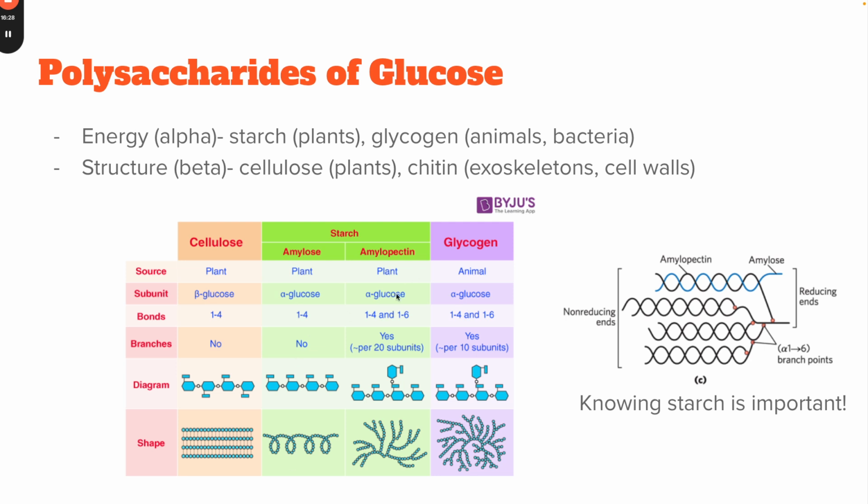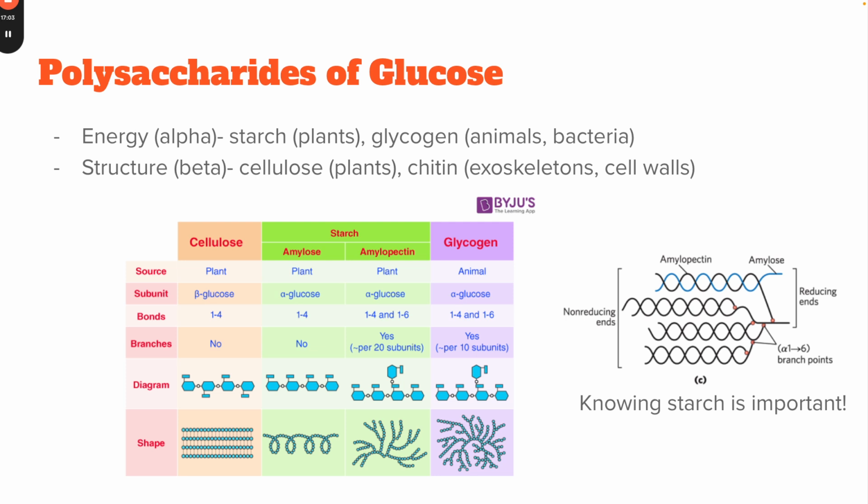If we go to amylopectin, we have plants, alpha glucose. The bond is 1,4 and 1,6, which means there is branching. So as we can see, it branches. And then glycogen, which is in animals, alpha glucose, pretty similar to amylopectin, except here it's in animals. And then we have this branching here. So yeah, energy, which has alpha bonds, is in the form of starch in plants and glycogen in animals and bacteria. And then for structure, which has beta bonds, that's seen in cellulose in plants, and then chitin, which is in exoskeletons and cell walls. Do you want to add anything?